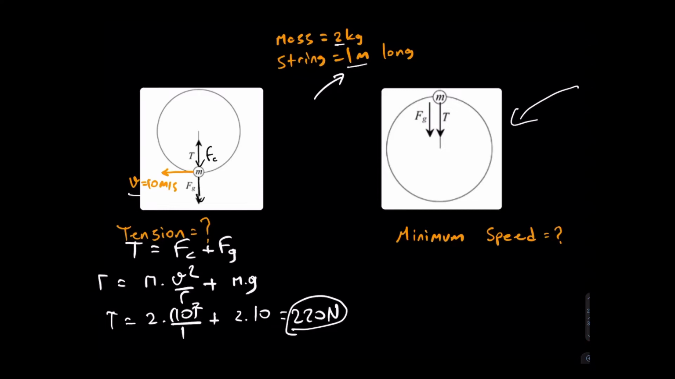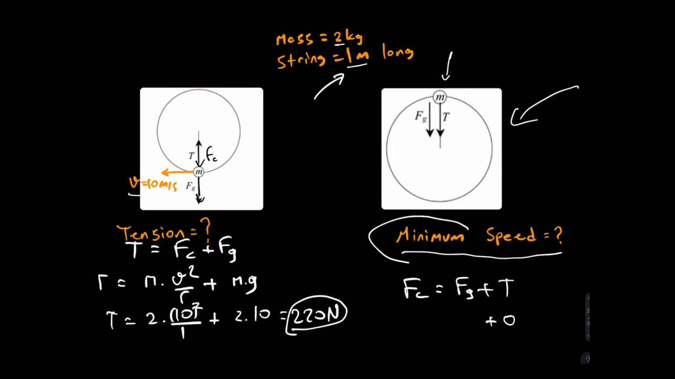Here we have another example. This ball is at the top and we're asked to find the minimum speed. In order to find the minimum speed, we need to find how much centripetal force we need to keep the ball at the top. So you can say that the centripetal force has to be at least equal to the gravitational force. We're going to ignore the tension, or it's going to be equal to 0, because we're finding the minimum speed. So Fg is equal to mg and Fc is equal to m v squared over r.